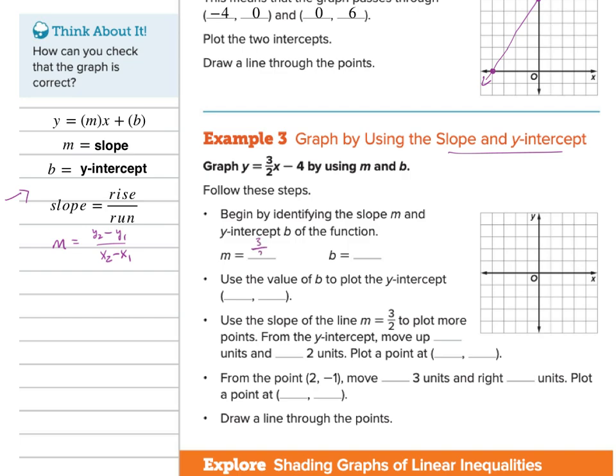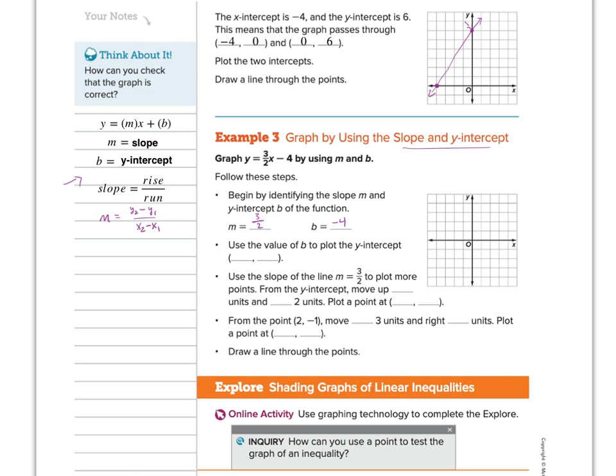This is 3 over 2, and this is negative 4. So the value for my y-intercept is going to be 0, negative 4. 0, negative 4 is my y-intercept. And then the slope allows us to go ahead and move. So from the y-intercept, we would move up 3 and right 2. So 1, 2, 3, 1, 2. So it looks something like that.